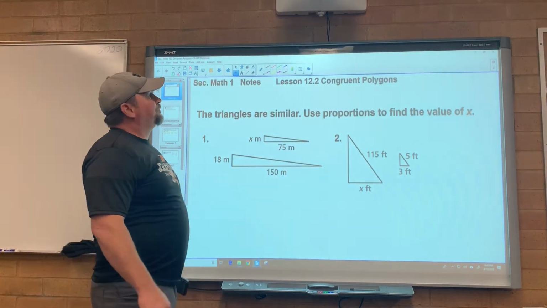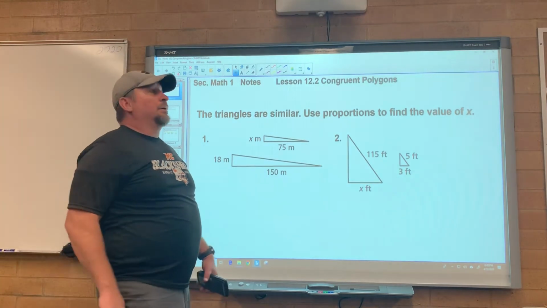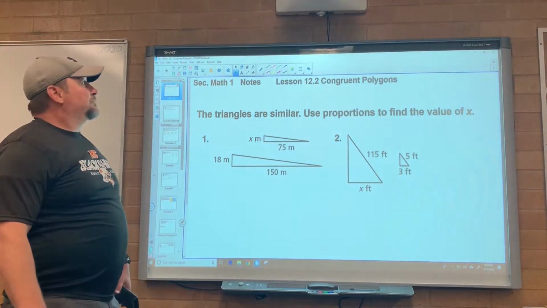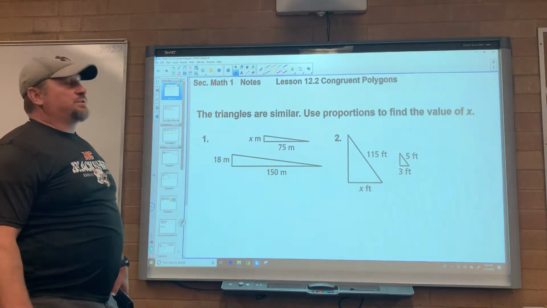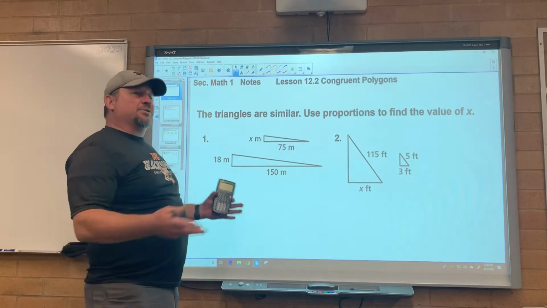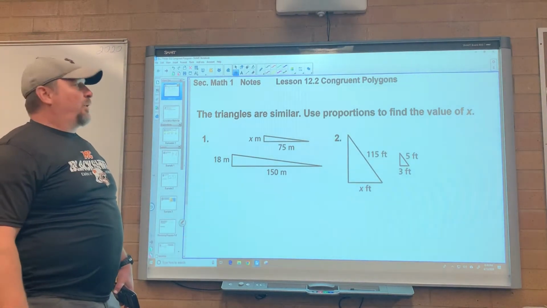Okay, hopefully you guys did all right on your lesson 12.1 yesterday, and that you were doing good on it. Today's lesson is 12.2, congruent polygons. But before we get going on it, there's two questions that we're going to review, and then just review what we've done up to this point.